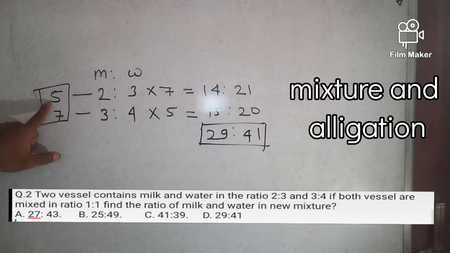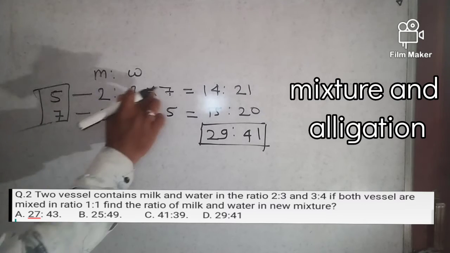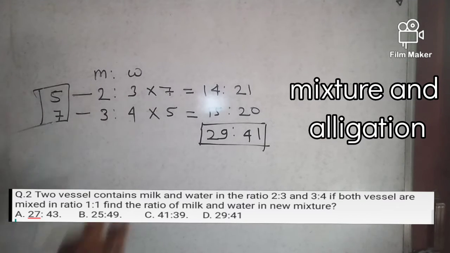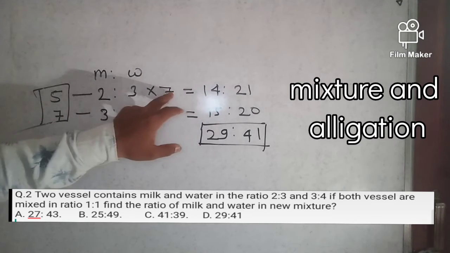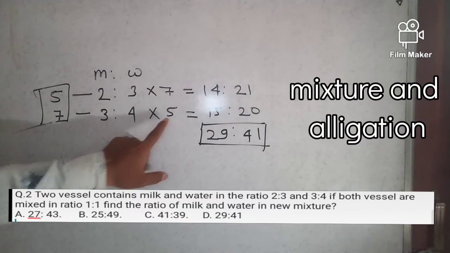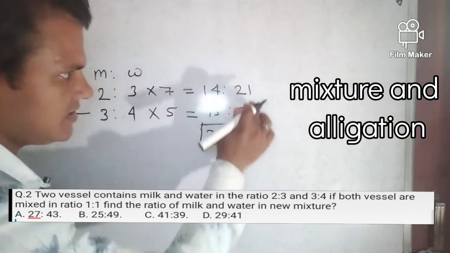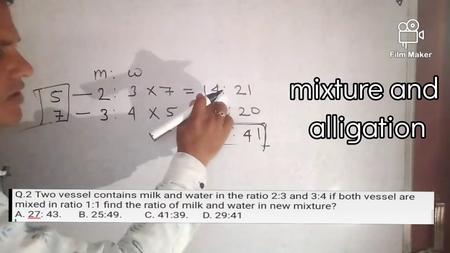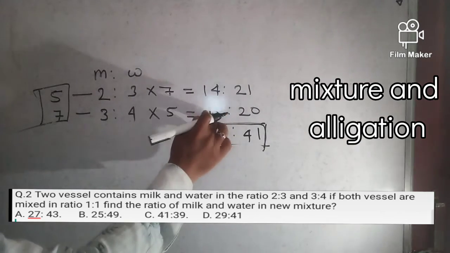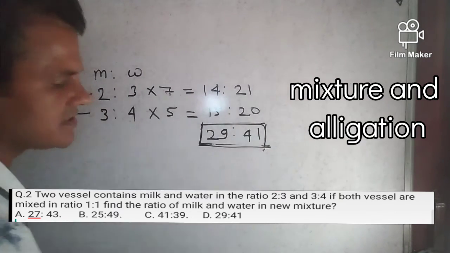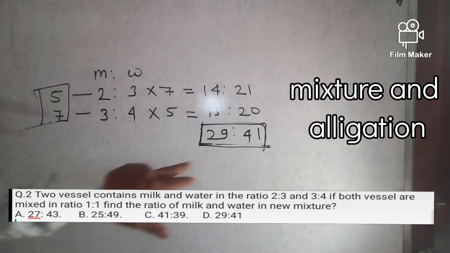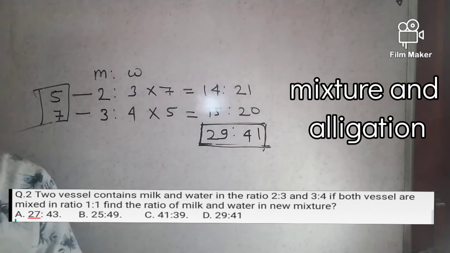Milk and water in the first container is 2:3 and in the second container 3:4. 2 plus 3 is 5 parts, 3 plus 4 is 7 parts. So both are not the same. Now we have to multiply with 7 on the upper and with 5 on the lower, upper to below and below to upper. So 7 times 2 is 14 and 7 times 3 is 21. Now 5 times 3 is 15 and 5 times 4 is 20. Now add them: 21 plus 20 is 41, and 14 plus 15 is 29. So the new ratio in the third vessel is 29:41. Next question.